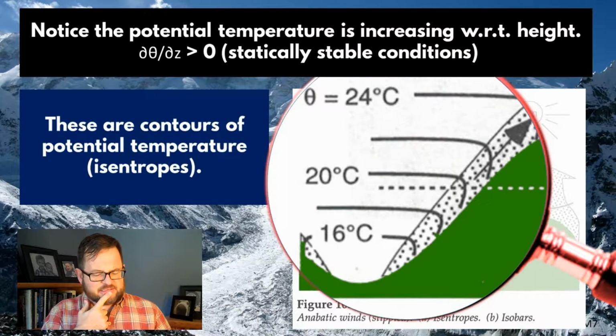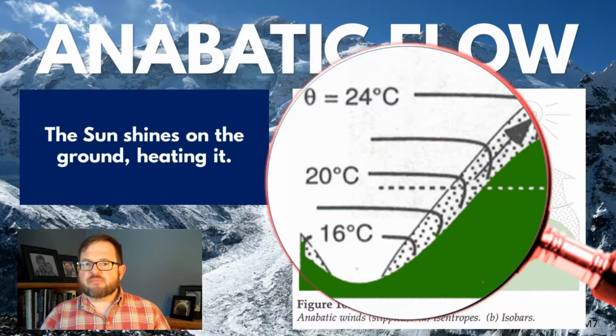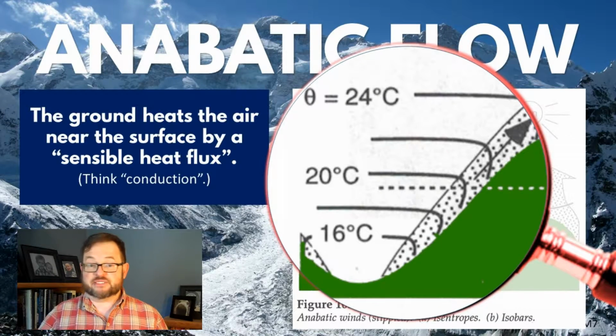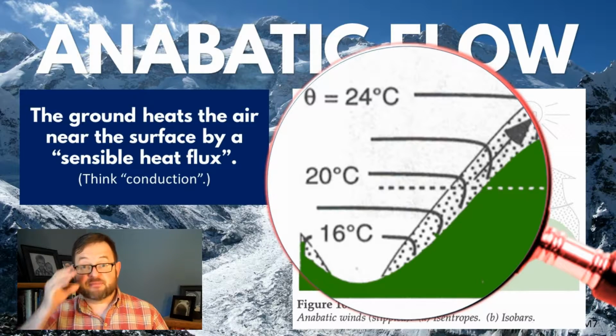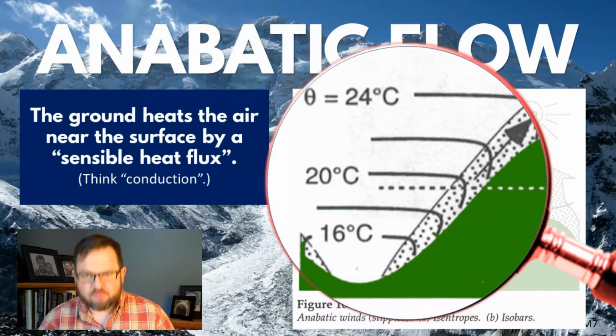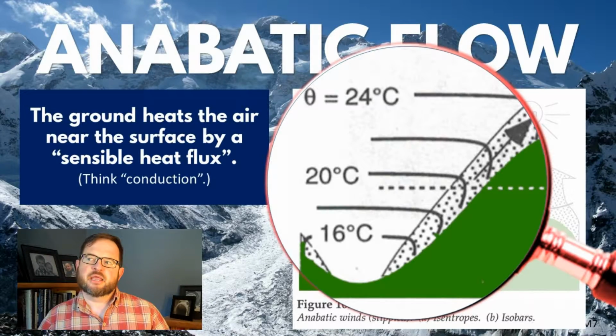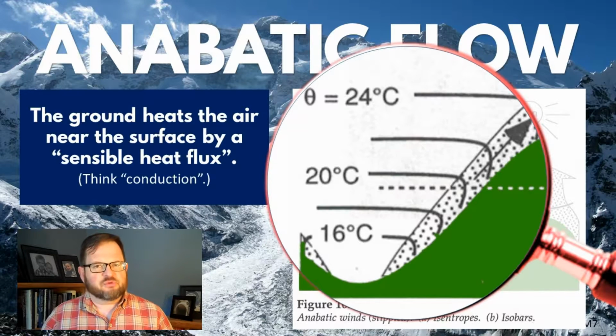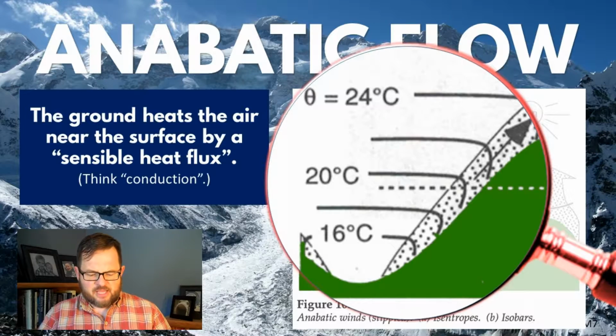All right, so I've got this statically stable environment where the potential temperature is increasing with respect to height around my mountain here. Now the sun is going to shine on my mountain, warming the ground, and the ground is going to heat the air near the surface by a sensible heat flux, a transfer of stuff, namely joules of heat, per square meter per unit time. You can think of that as conduction. It's a little bit more complicated than conduction, but it's a good start as to what's going on there.